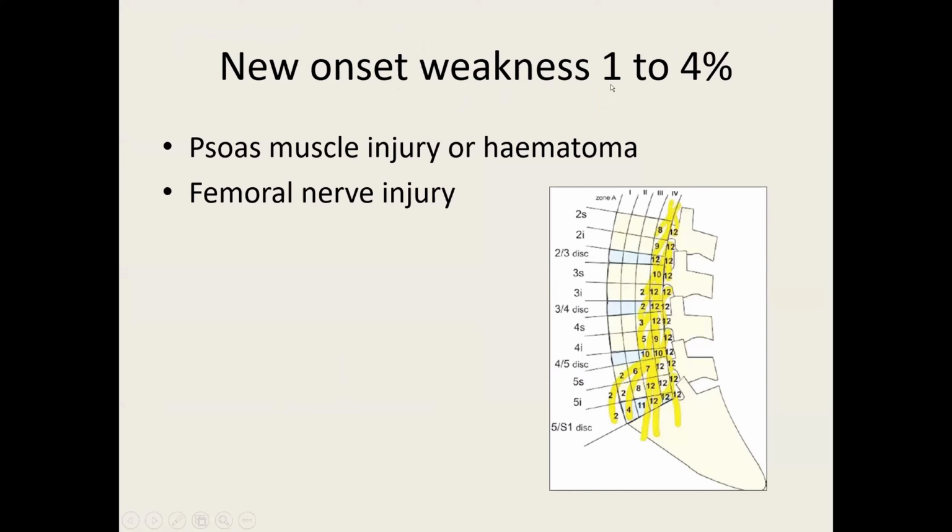The weakness is not all the time because of a nerve injury. It can be because of psoas muscle injury or a psoas hematoma. So hemostasis has to be achieved properly. Do not damage the psoas muscle, and always remember the anatomy of the lumbosacral plexus on the segments of the vertebral body.